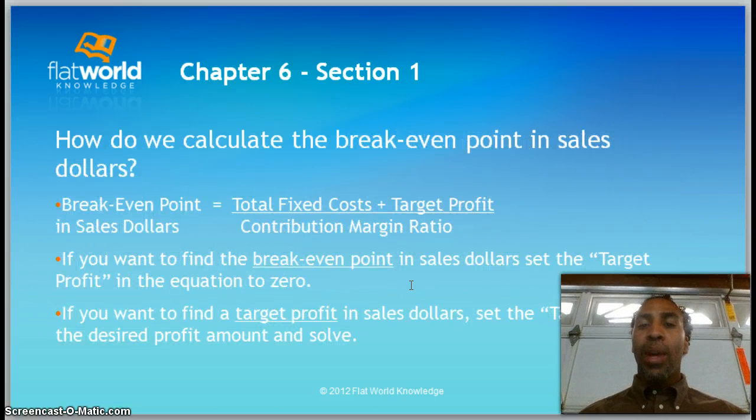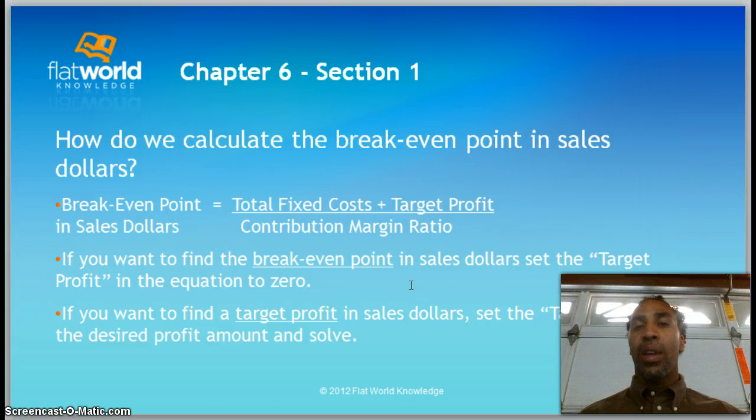So how do we calculate the break-even point in sales dollars? So break-even point equals total fixed cost plus target profit, right? So this is our equation, and you'll have it in your book. So you have to put a star there, and remember you have to refer back to this. So total fixed cost, right? I think that's the 50,000 plus our target profit.